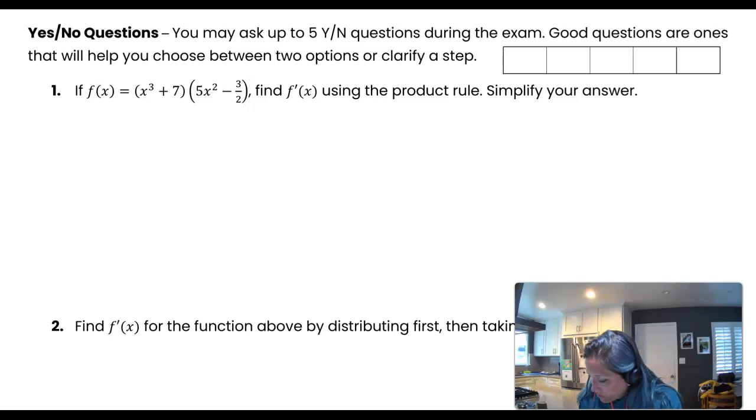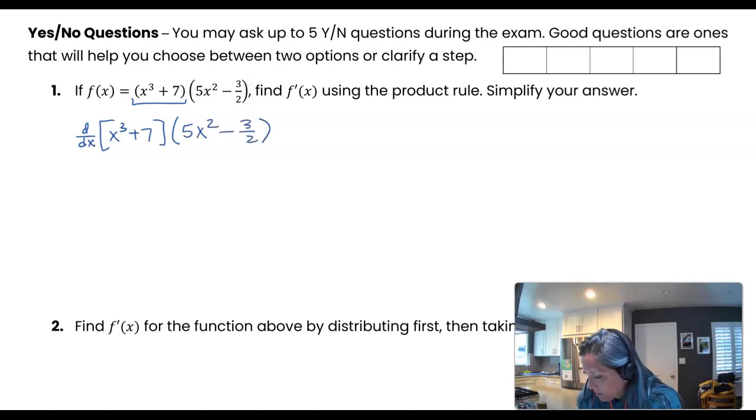So product rule, we know we need, if we want to be slow about this, we could write down, we take the derivative of that first function times our second function plus the derivative of our second function times our first function. I will not do that again. I can't believe I spent the time writing that out.